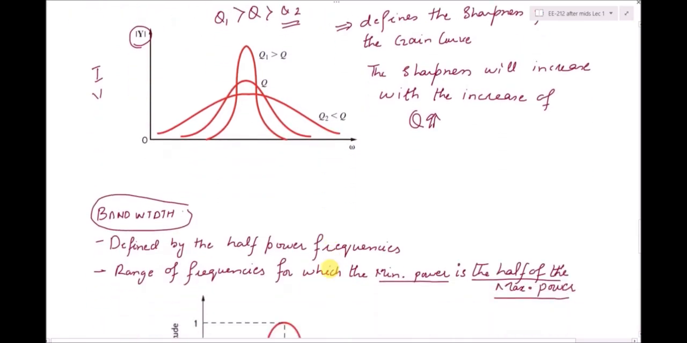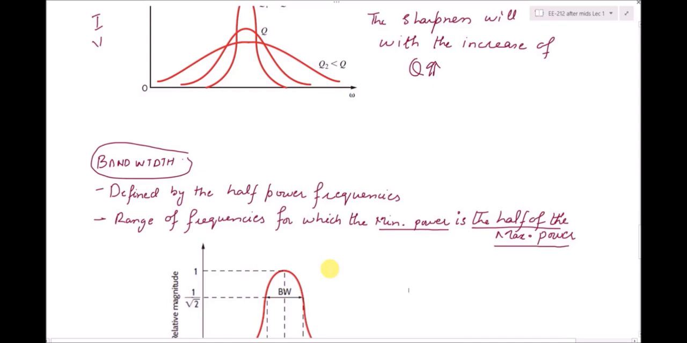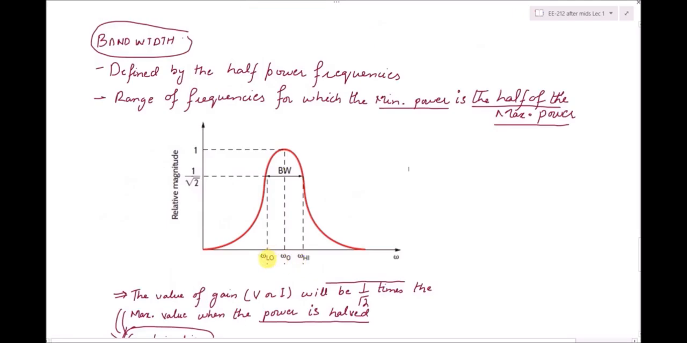So the second term that we have to define for the filters and for the resonant circuits is the bandwidth. And if I have to define the bandwidth, these are actually the range of frequency values that are bounded by two half power frequencies. So one frequency is less than omega naught, the resonant frequency, and the other frequency is higher than omega naught, which is omega HI. So the range of the frequency for which the power value is greater than half of the maximum power is known as bandwidth.